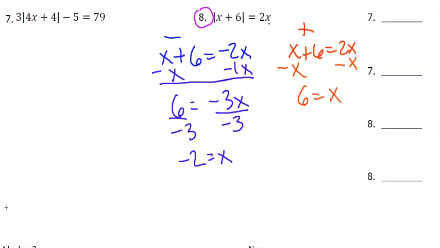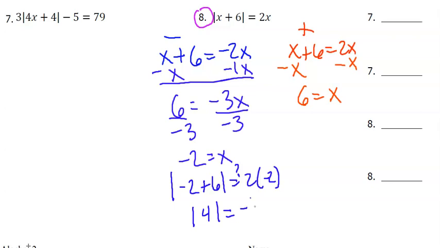Notice there's an x on the outside of our absolute value, so you need to check for extraneous. Let's check our negative piece's solution first. Is the absolute value of negative 2 plus 6 equal to 2 times negative 2? Is the absolute value of 4 equal to negative 4? No. So this is extraneous. So on number 8, for the negative piece, x equals negative 2 is extraneous.